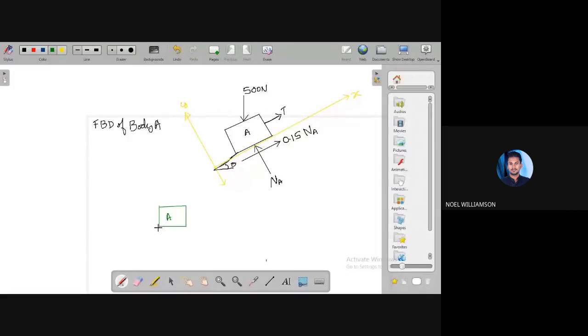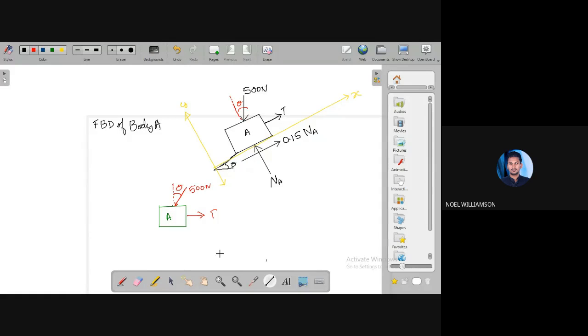And the force is acting, that is the tension T, the weight 500 Newton acting like this. So here also we can see this is theta.